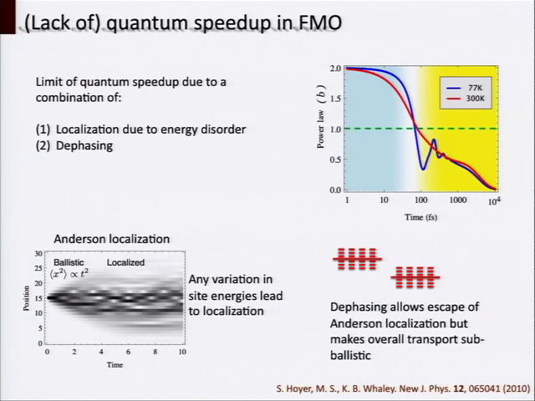The combined effects of the disorder, the localization, and the dephasing preclude any kind of quantum mechanical speedup that's required for quantum computing in this system. Okay?